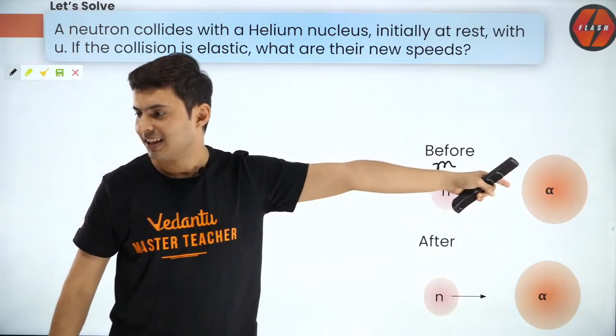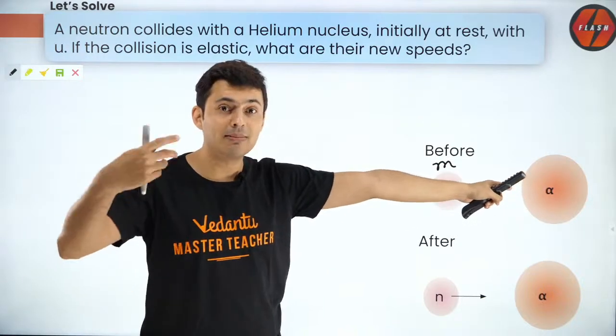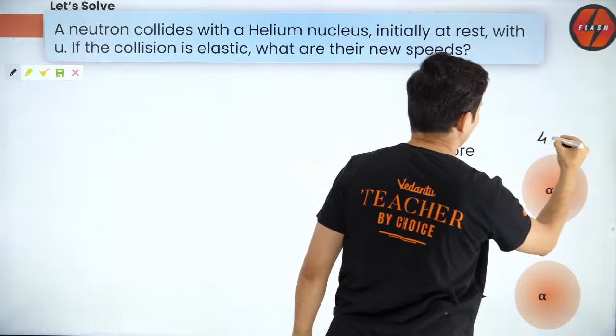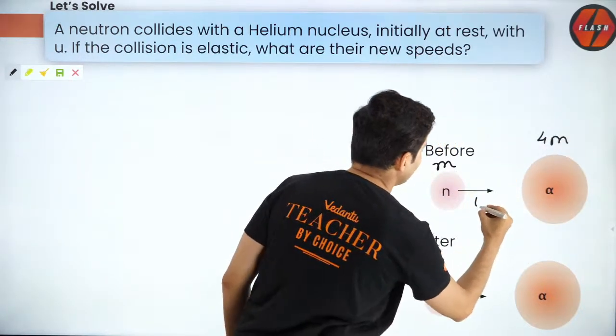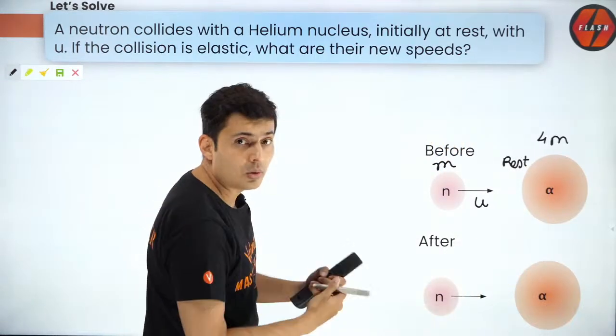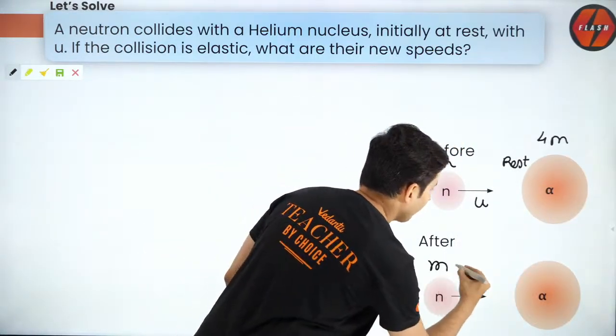How much will it be? How much should it be? M, 2m, 3m, 4m. How much should it be? Very good, VSG. Correct. It should be 4m. And this speed is u. This is at rest. After the collision, what will happen?